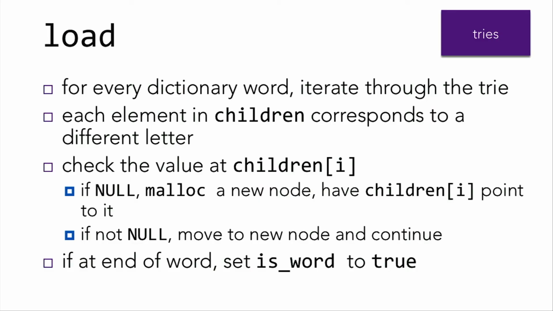Well, to load words in, for every dictionary word, you're going to want to iterate through the try. And each element in the children corresponds to a different letter. So, checking the value at children index i, where i represents the specific index of the letter that you're trying to insert, well, if it's null, then you'll want to malloc a new node and have children i point to that node. If it's not null, then that means that given branch, that given substring already exists. So then you'll just move to that new node and continue. If you're at the end of the word that you're trying to load in the dictionary, then you can set that current node that you're on to true.